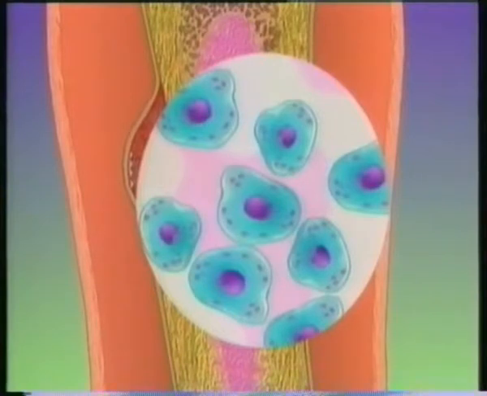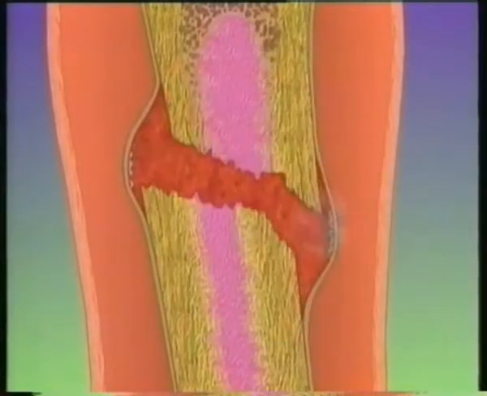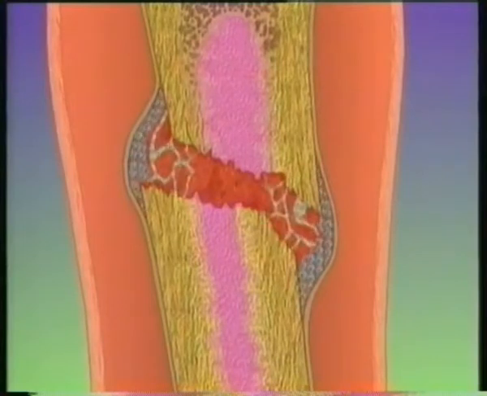Several days later, fibroblasts enter the blood clot. The blood clot then becomes a fibrocartilaginous callus.